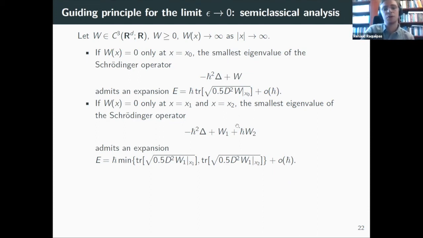And maybe you also have another potential that's lower order, so smaller in the sense that it has an h bar in front of it. Then you can still prove that the smallest eigenvalue of this admits an expansion in h bar. And the first term in this expansion is the min of the answers that you would get if you only add x1 or only add x2. And it's just given by the smallest of the two traces of the Hessians.